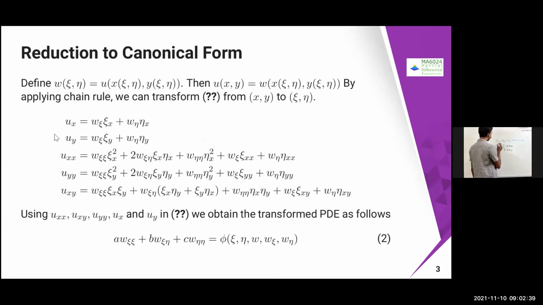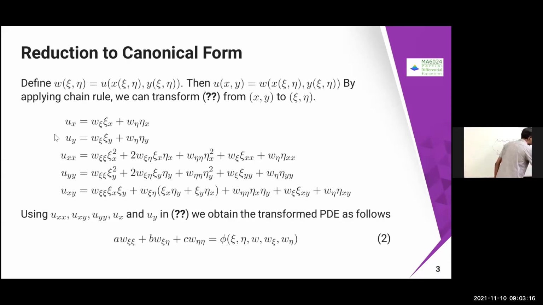Then once you substitute this transformation, the equation is going to become like a w_chichi plus b w_chieta plus c w_etaeta equal to some other function, psi, or phi, of chi, eta, w, w_chi, w_eta. So this is going to be there. Now you can prove this by looking at the relations between this one and this one. This you can prove easily.